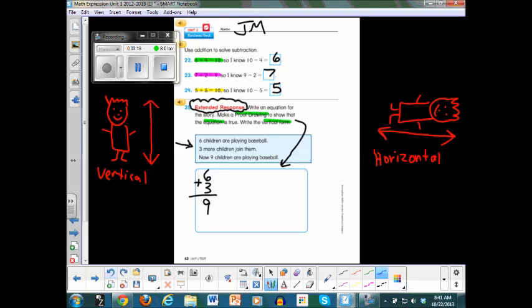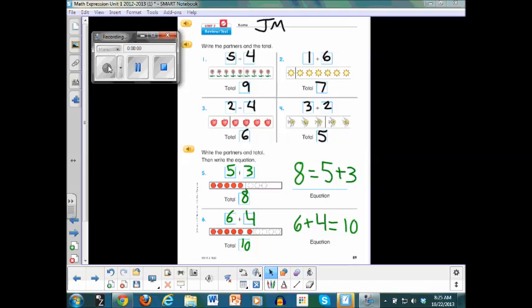Uh-oh, I'm also another puzzled penguin. I missed something else. I have an equation. I have it in vertical form, but I didn't do the proof drawing. Where's my proof drawing? Is the equation true or false? True. Yep.